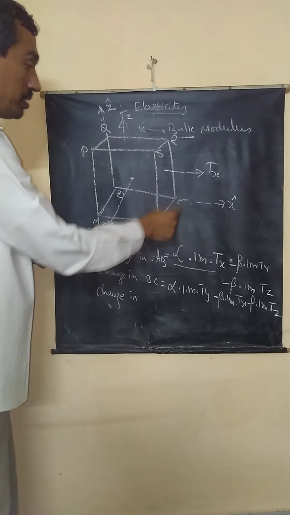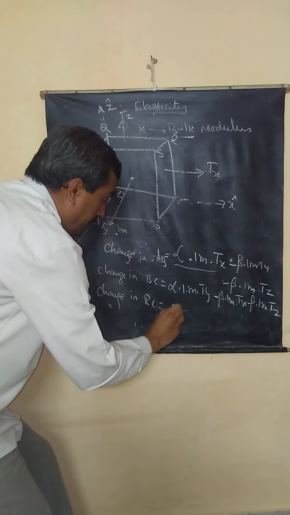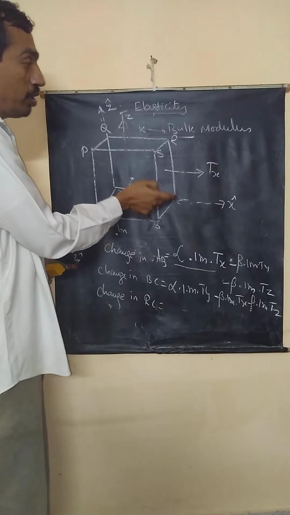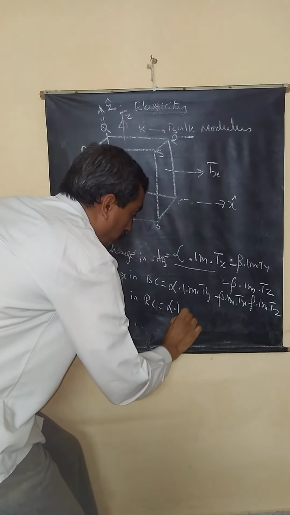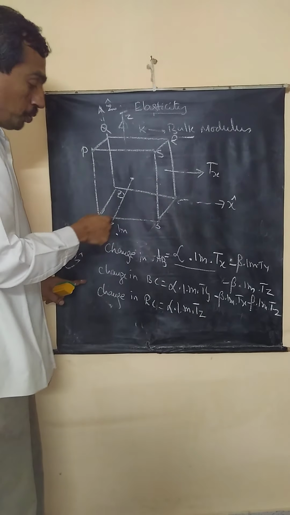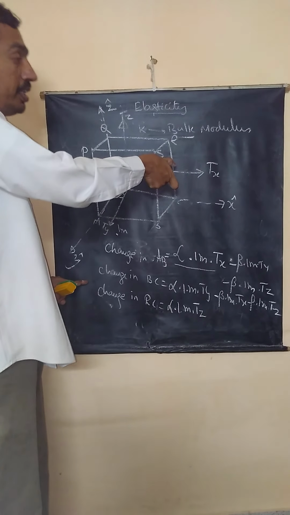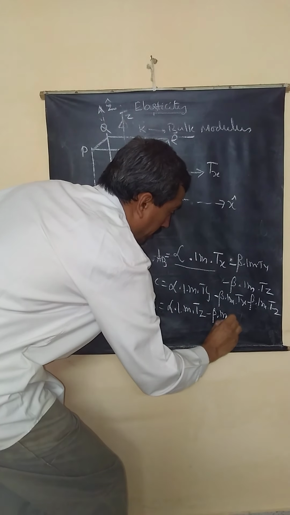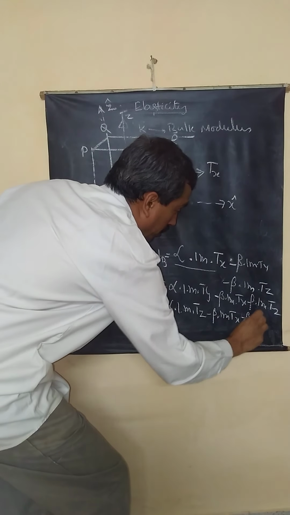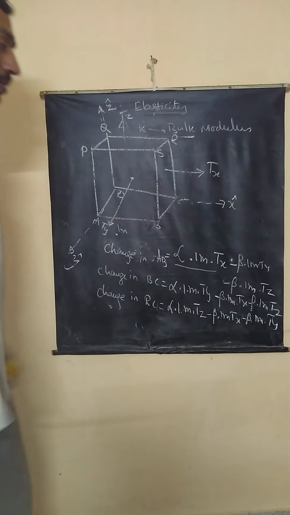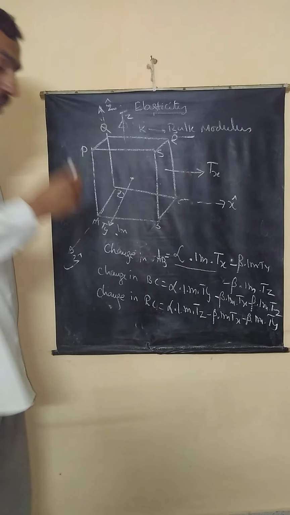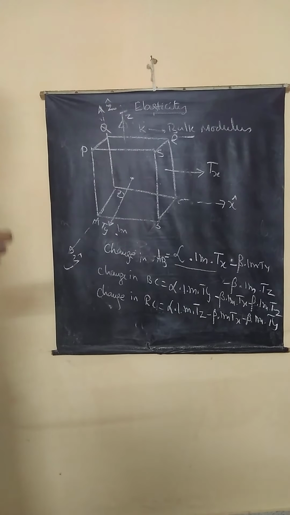Now I will take RC. This stress is along RC, and it will cause elongation in RC. Therefore, alpha into 1 meter into Tz. But these two stresses cause reduction in RC because they are perpendicular to RC. Therefore, minus beta into 1 meter into Tx minus beta into 1 meter into Ty. Do you understand this? Now I have the change in AB, BC and RC, so we will calculate the change in volume.